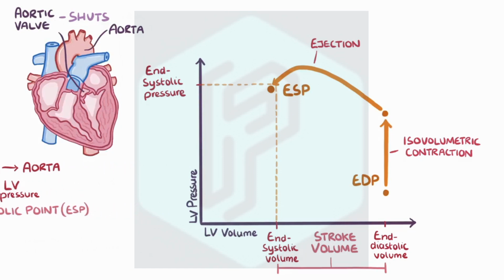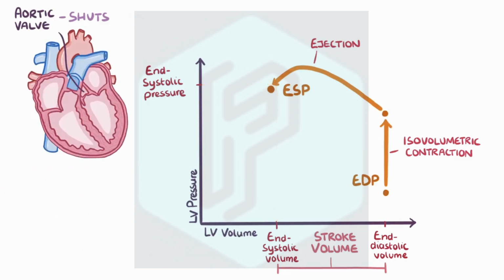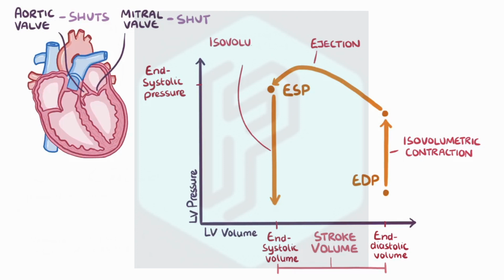After all of this, the left ventricular muscle starts to relax, and so the left ventricular pressure starts to fall. But the aortic and mitral valves are still shut, so the volume remains the same. So you remember how when the ventricle was contracting, but the volume remained the same, we called that isovolumetric contraction? Well, now it's isovolumetric relaxation.